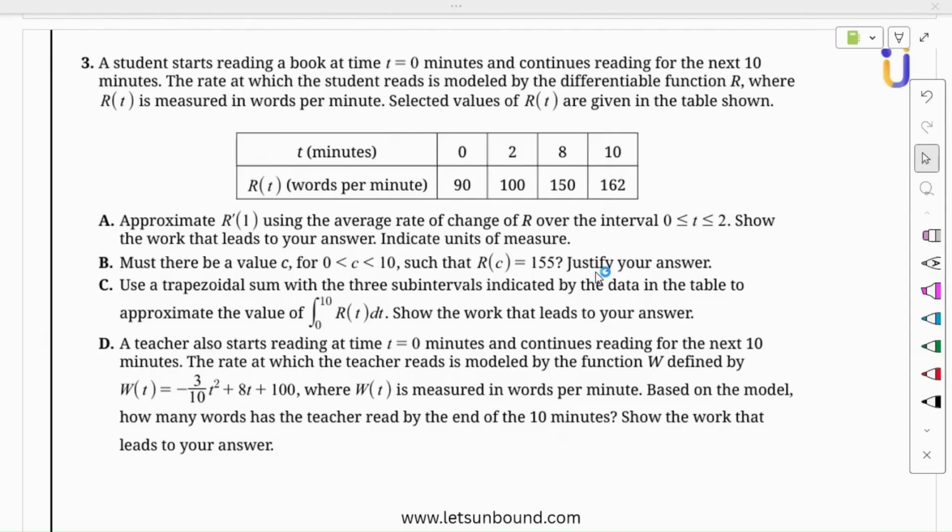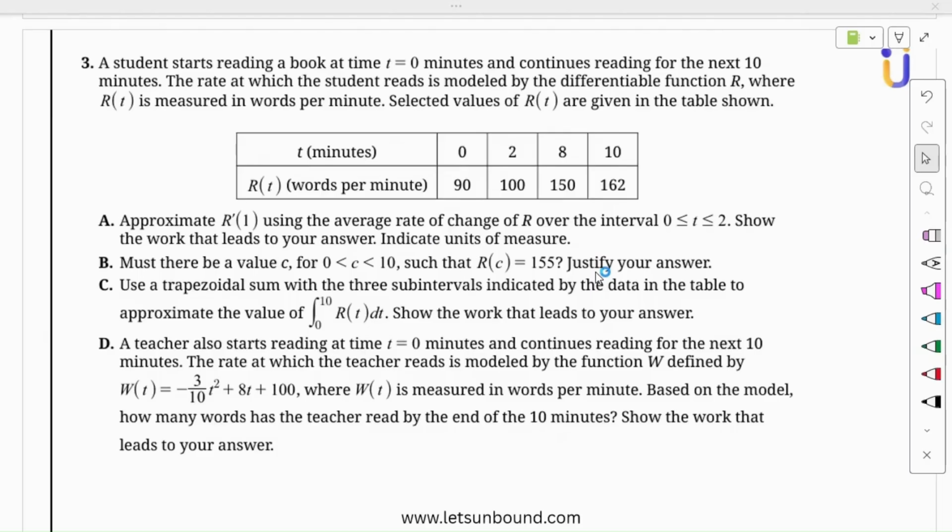And then a teacher also starts reading at time t equal to 0 minutes. The student case was given mainly; now the new case is the teacher, who continues reading for the next 10 minutes, a completely different function. The rate at which the teacher reads is modeled by the function w of t, also measured in words per minute. Based on the model, how many words has the teacher read by the end of the 10 minutes? Show the work that leads to your answer. The only difference is that for the student's rate a table is given, and here a function is given.